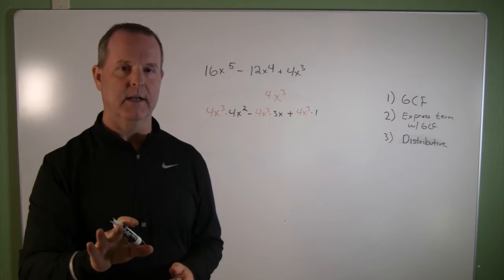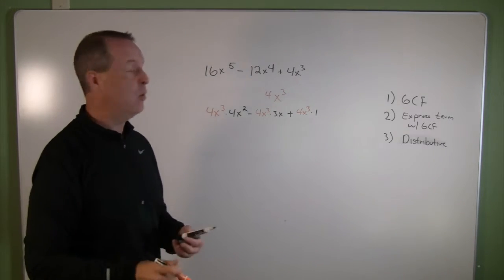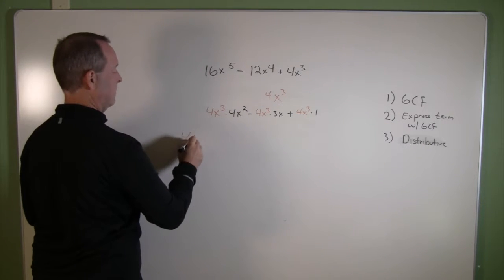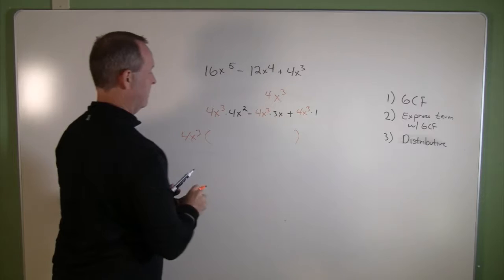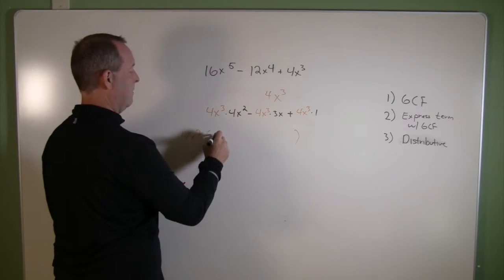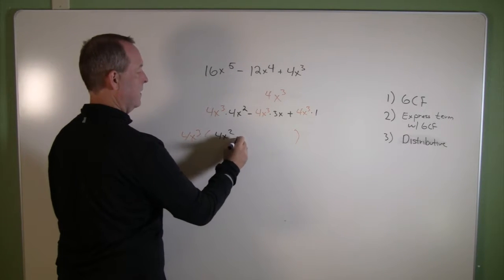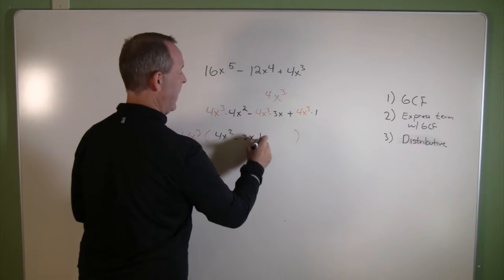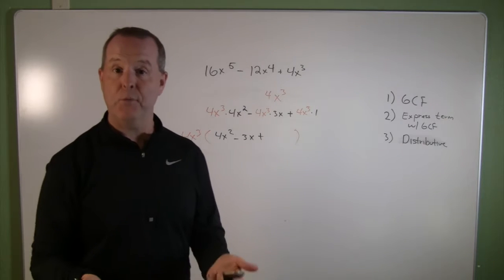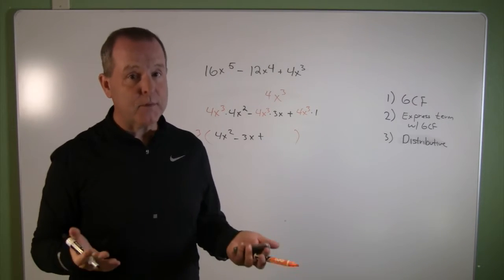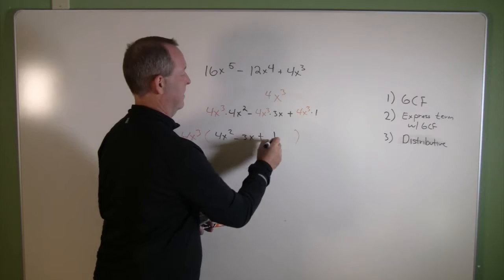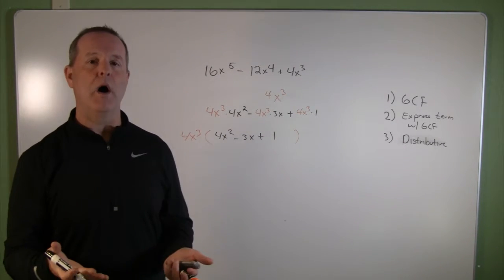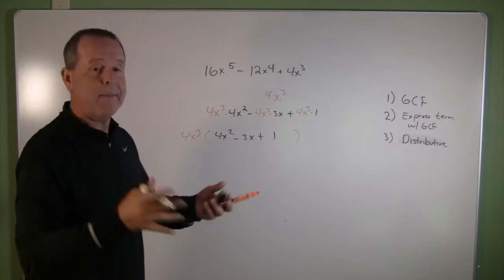And the reason why that's important is, as I pull out a 4x cubed from each of these terms, out of this first term, I'm left with a 4x squared. In the second term, I'm left with a minus 3x. And on this last term, I have to be left with something. I'm left with a 1. I'm not left with nothing. I am left with a 1. And sometimes we forget that 1, and that makes sense.